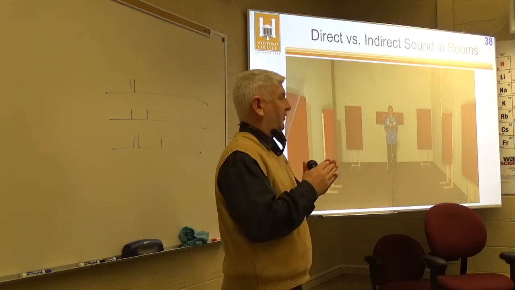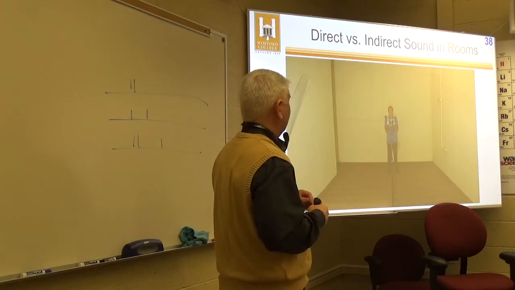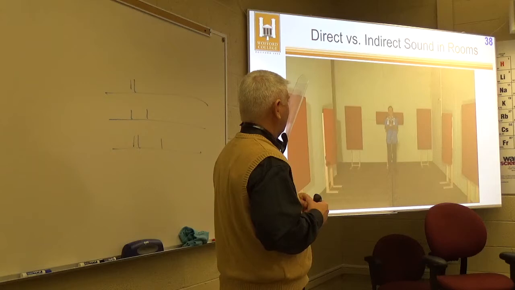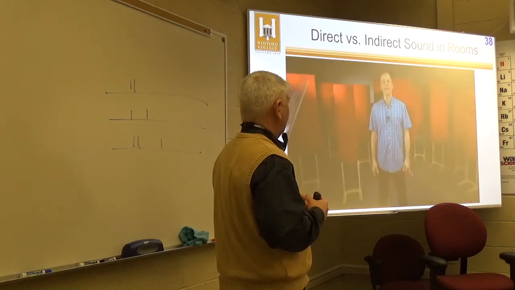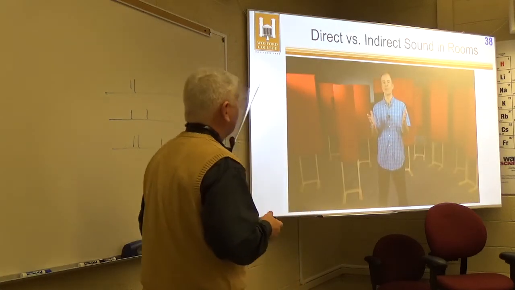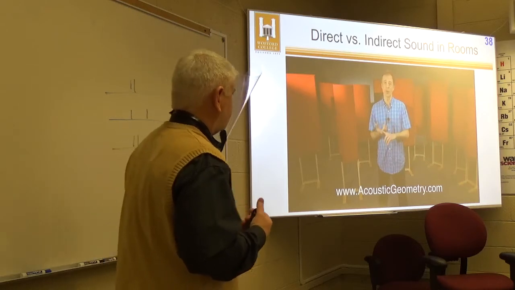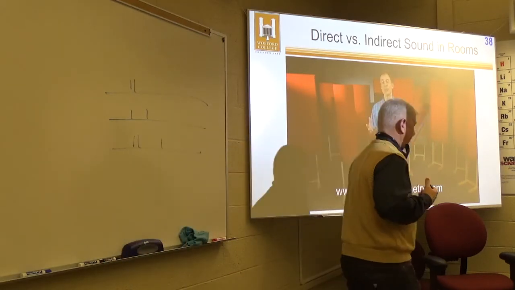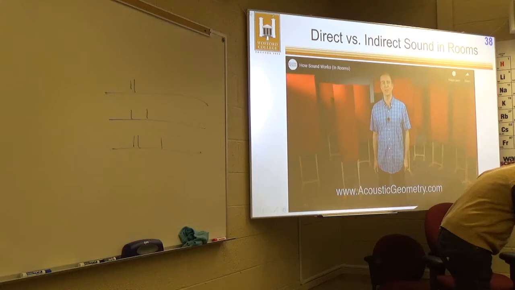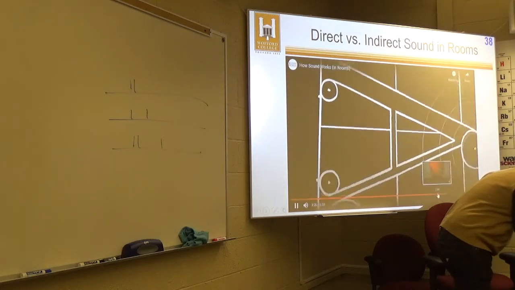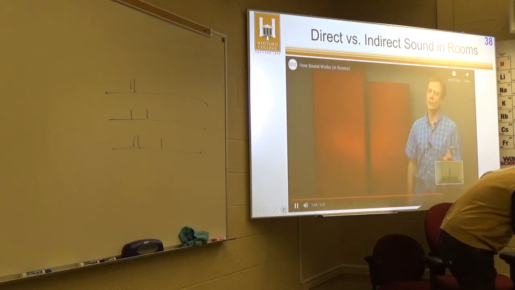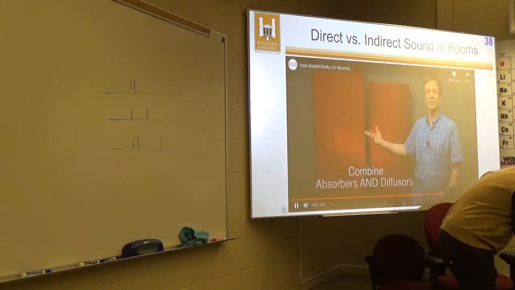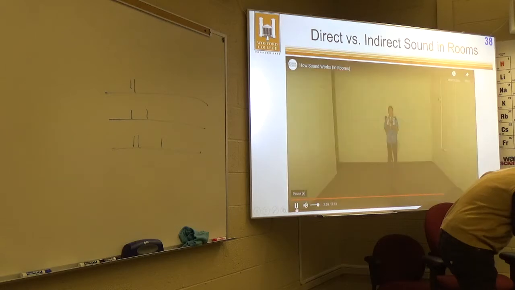So you can hear the difference when they put the diffusers. It's all about reducing those flat surface reflections. Use a combination of absorbers and diffusers, and your room will sound a lot more natural. Thanks for watching. So that's a great example of how room acoustics are greatly improved of absorption and diffusion.